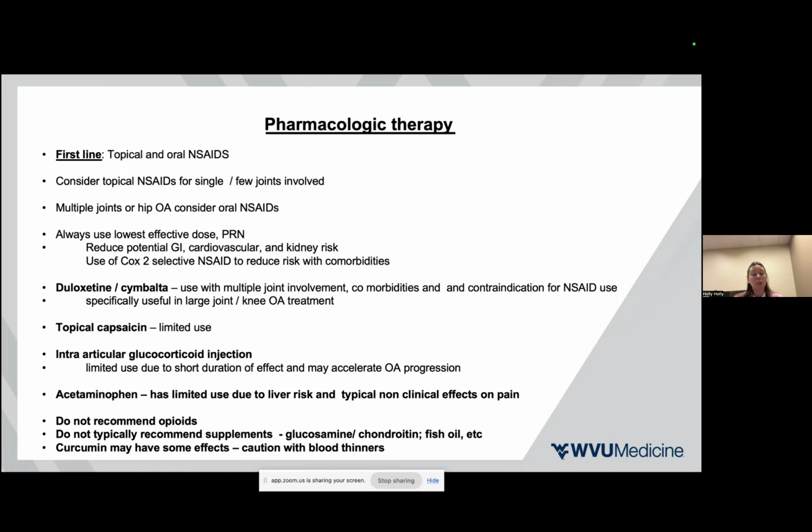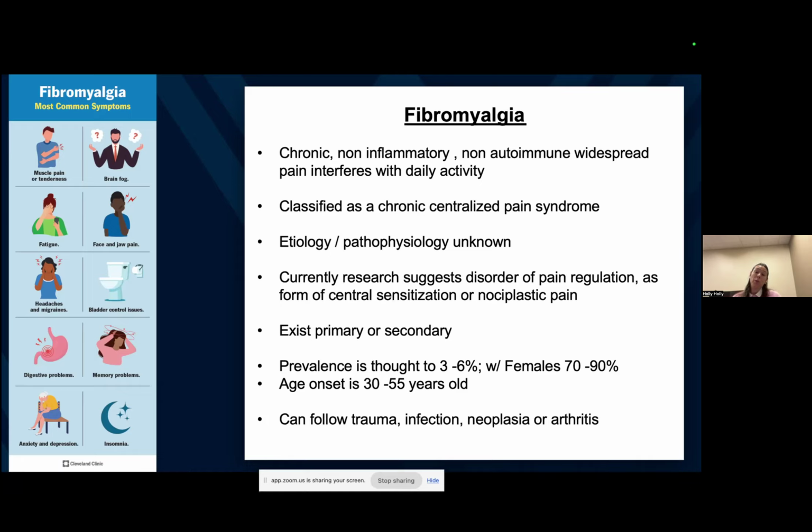What research currently suggests is that it's really more a disorder of pain regulation, and that it's more a form of central sensitization or nociplastic pain. Fibromyalgia can exist as a primary diagnosis or secondary, and we'll go over some of those other secondary causes in a minute. It is found in about 3 to 6% of the population, with the majority of these being our female population, about ages 30 to 55.